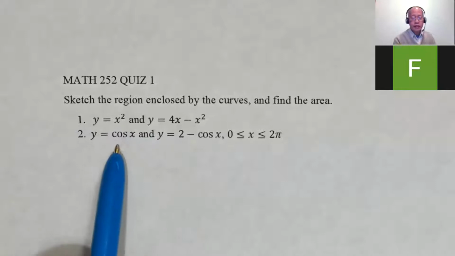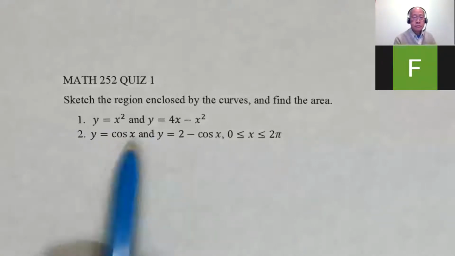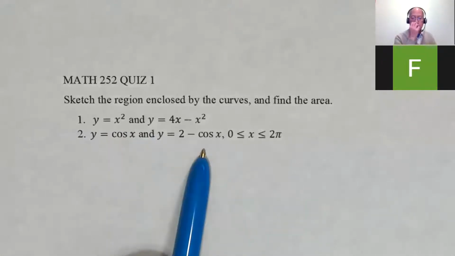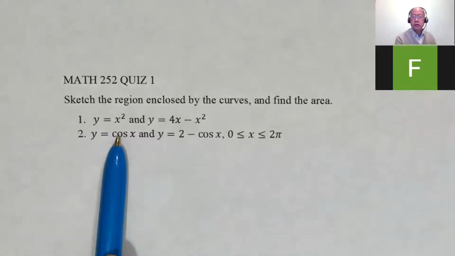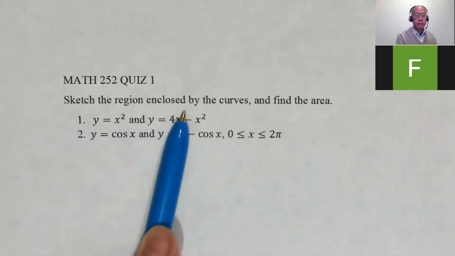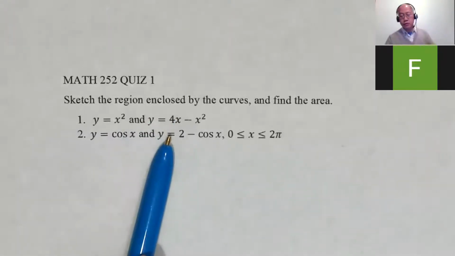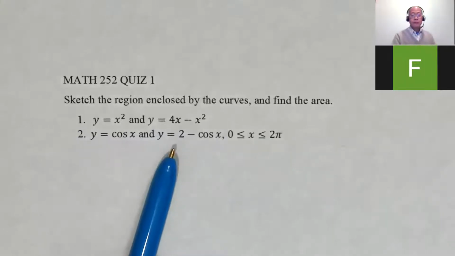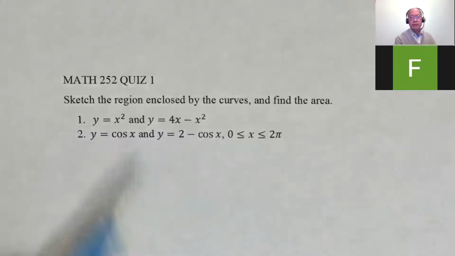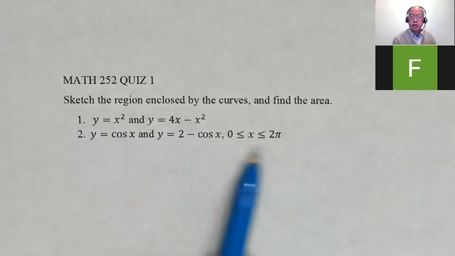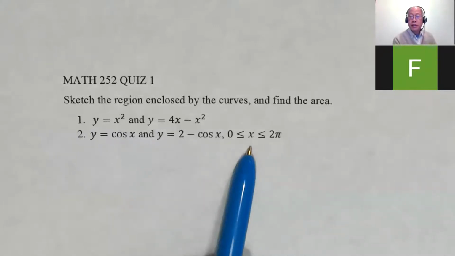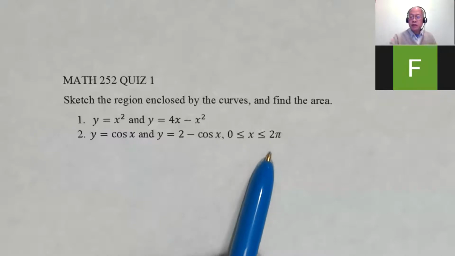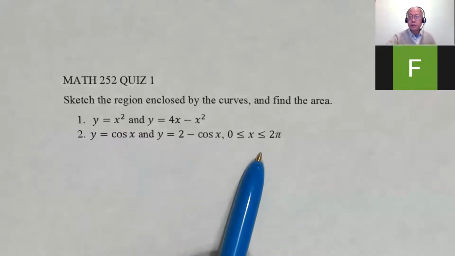Number 2 is very similar. From trig, you should know what that looks like. This one might be a little bit harder, but it's 2 minus cosine x. You can think of how to transform cosine into negative cosine and then add 2. Or you can make a little mini table. You go from 0 to 2 pi, so plug in 0, pi over 2, pi, 3 pi over 2, 2 pi, and so on.